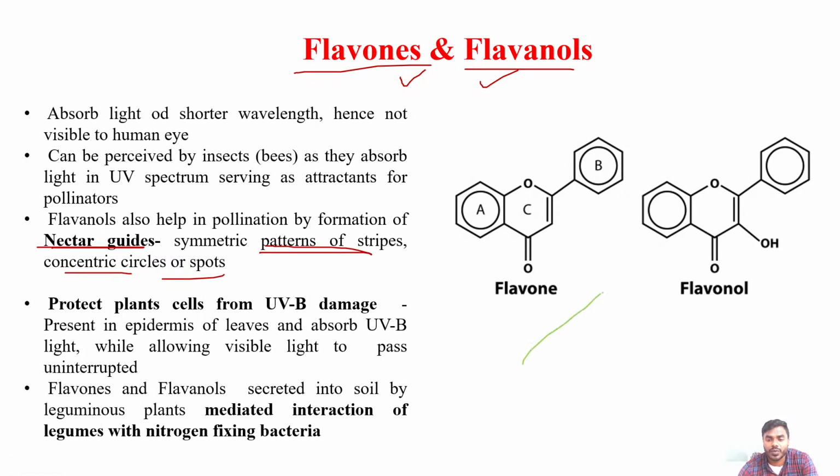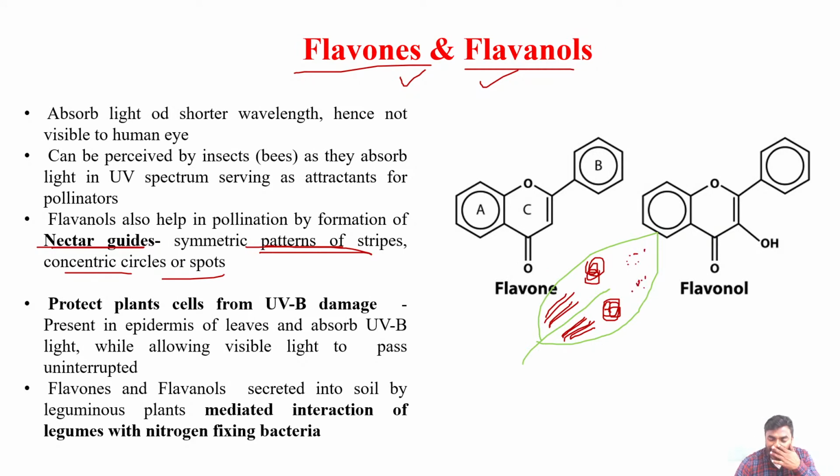Everyone look at the diagram. Suppose, friends, this is the leaf. Inside the leaf, different types of structures are present. Symmetric patterns of stripes like this, which will be in different colors. Concentric circles like this, or spots like this.